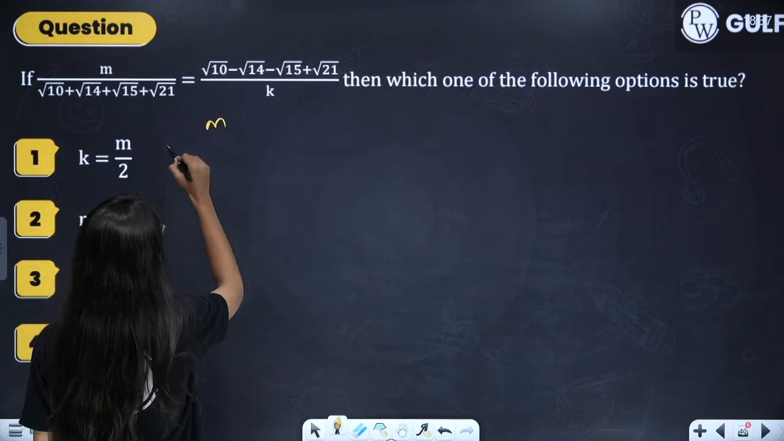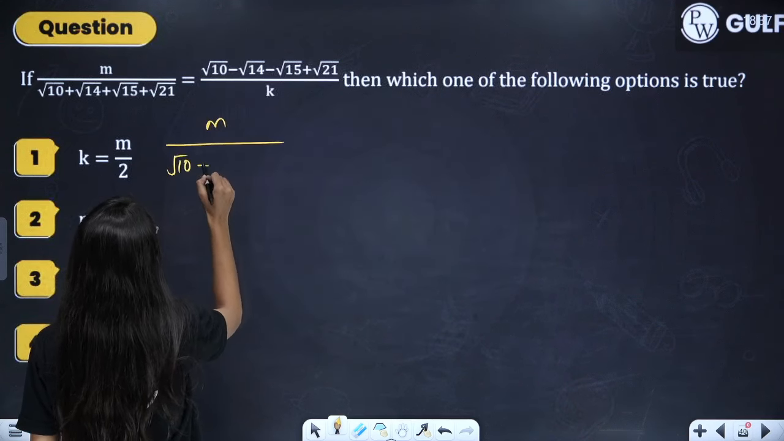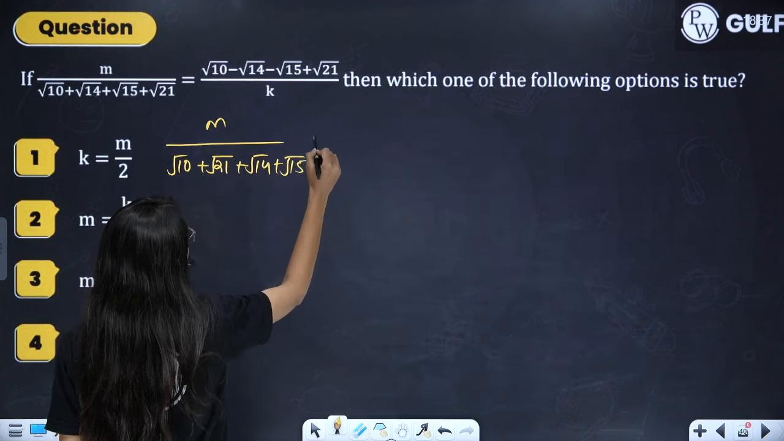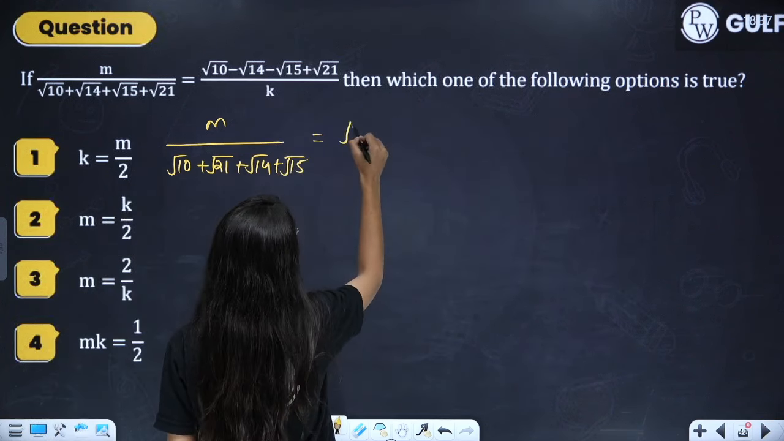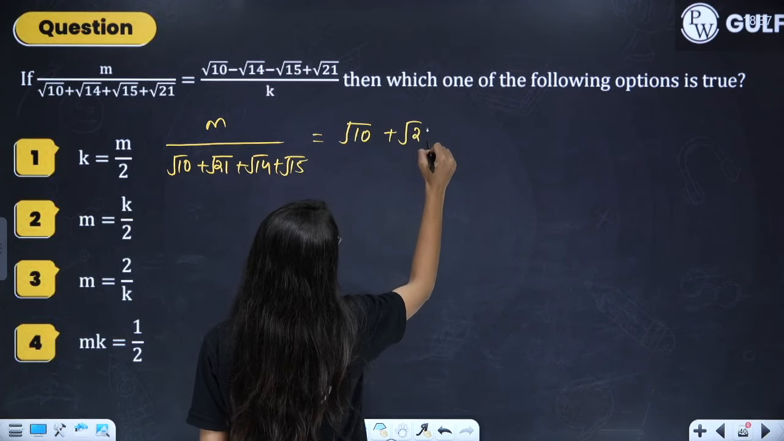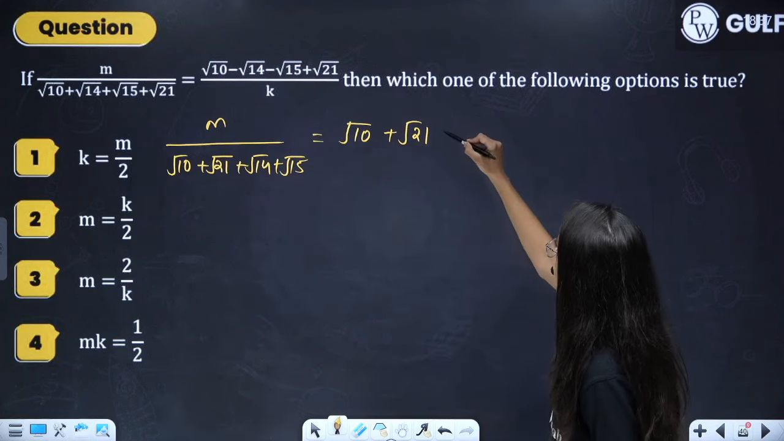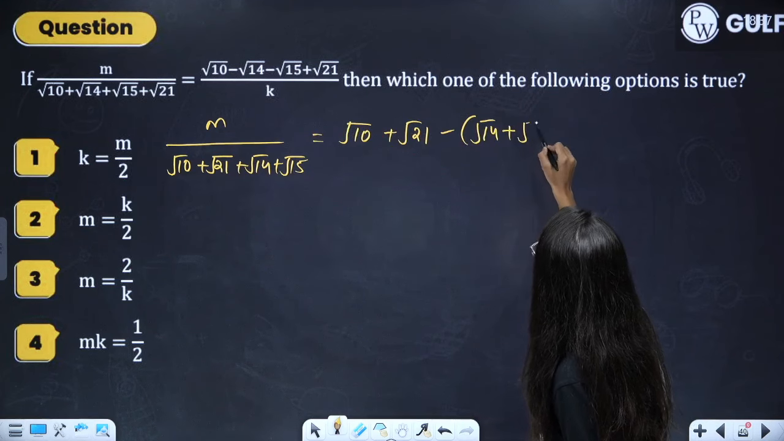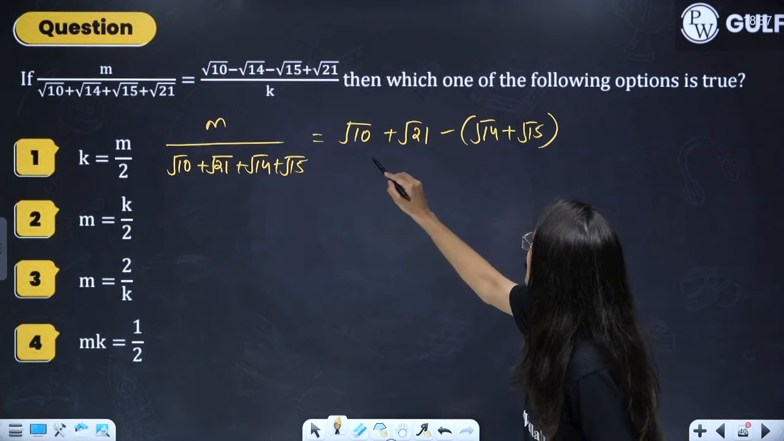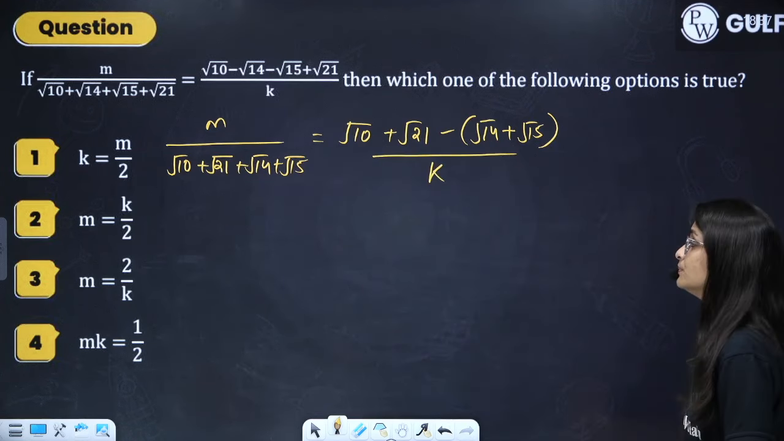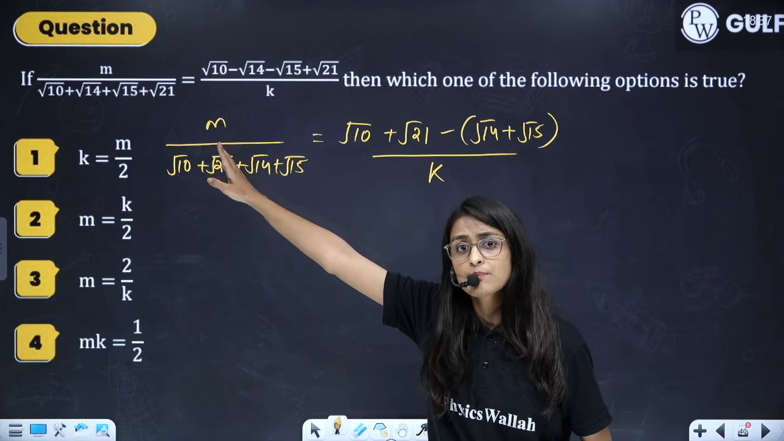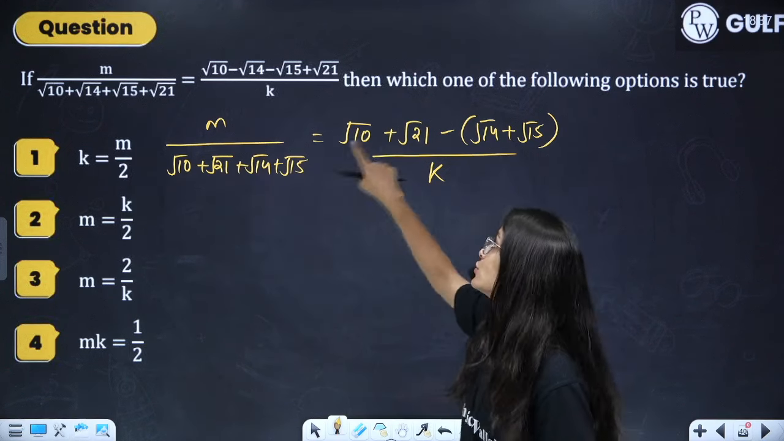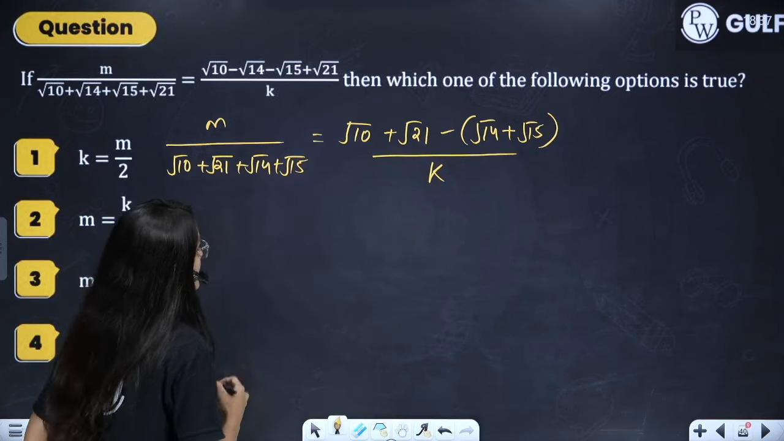So m upon (root of 10 plus root of 21 plus root 14 plus root 15) equals (root of 10 plus root of 21 minus root 14 minus root 15) upon k. See what I'll do: I'll take this negative sign common, keep it outside of the bracket, and write it as root 14 plus root 15, whole. Now suppose this k goes to the m side, that's the numerator of my left-hand side, and the denominator of the left-hand side goes to the numerator of the RHS. It means cross multiplication, right?